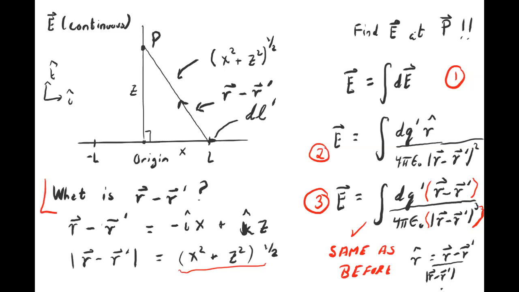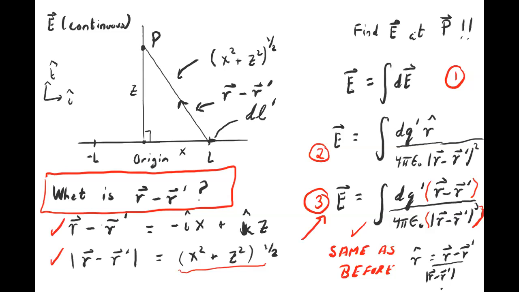So the key point is that if you're going to use this general form for the electric field, which is what we're going to do, you always have to be able to look at your system and ask, okay, what is r minus r prime? It's a vector, but what is it in relationship to the problem at hand? And then once you know it, you're good to go. You can calculate its magnitude, and you're off to the races.